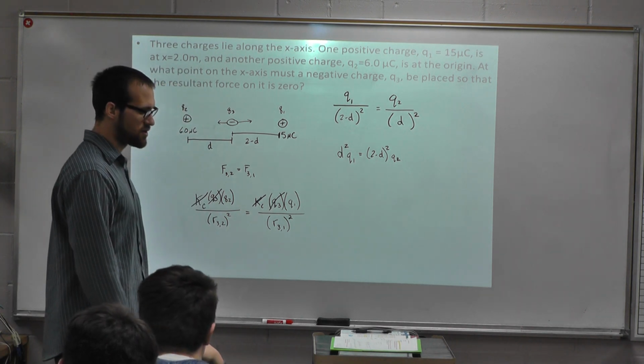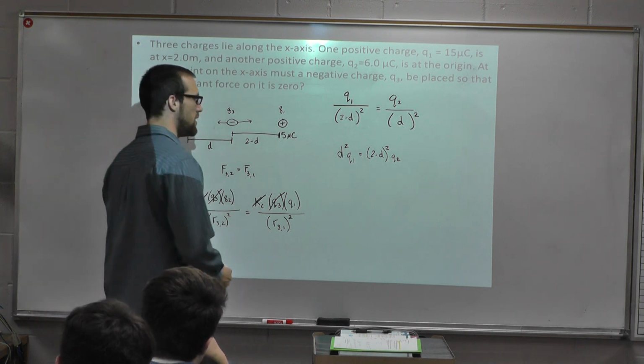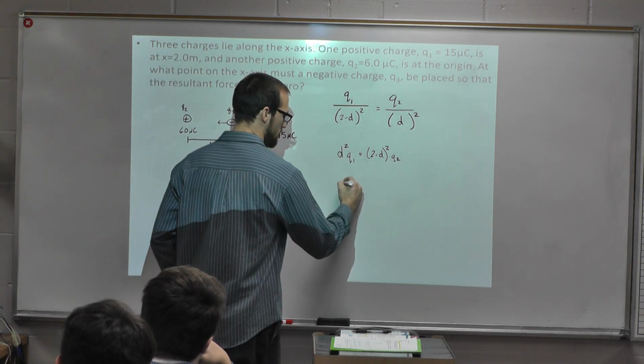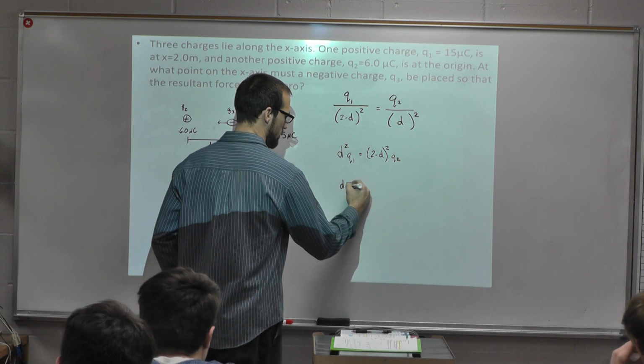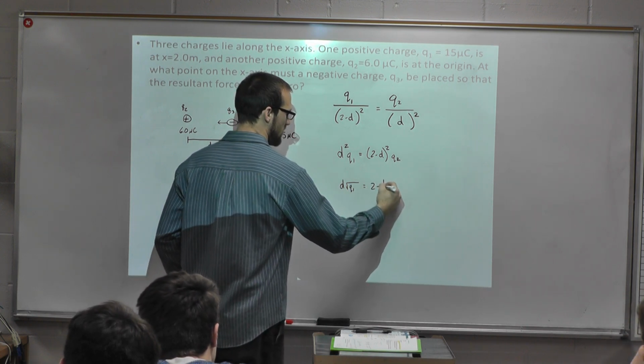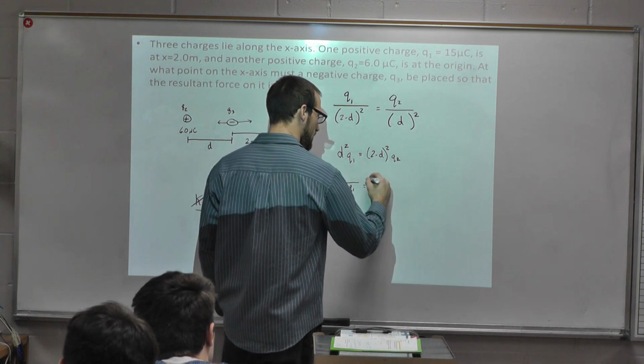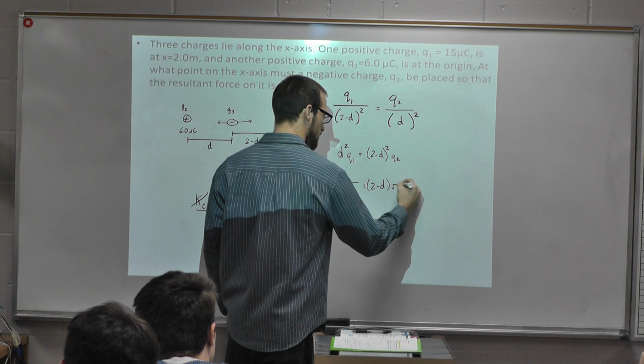Okay, now I want to get rid of the squares. How do I get rid of the squares? Square root. You just square root, straight up. I thought you had to foil the 2 minus d. Those are no numbers. How are you going to solve? That's what I was saying. Chill out. Okay, I'm going to do the square root.